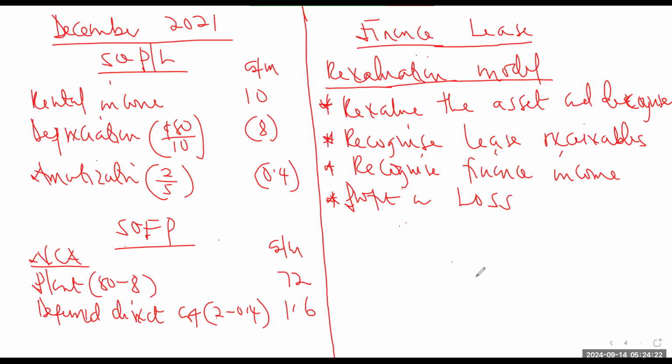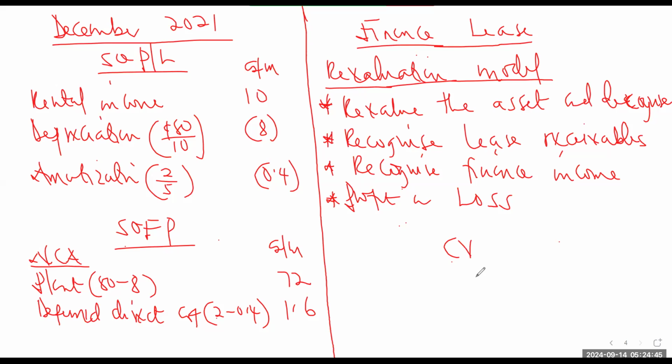The question will give you the fair value of the asset, or they will give you the carrying value of the asset. Then you are replacing the asset with the lease receivable. So you ask yourself, is the carrying value of the asset lower than the lease receivables? It means that we assume you are selling the asset at a value higher than the carrying value. So you have a profit there.